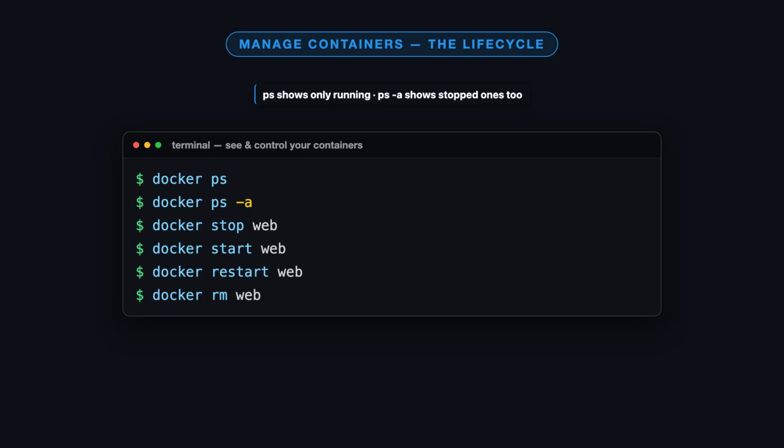Controlling them is simple, and this is where naming pays off. docker stop web gracefully stops the container named web. docker start web brings a stopped container back to life. docker restart web does both, stop, then start, handy after a config change. And when you're truly done with it, docker rm web deletes the container. One thing to remember, you generally have to stop a container before you can remove it, or Docker will refuse. So the lifecycle is, ps to see what's running, ps -a to see everything, stop and start to pause and resume, restart to bounce it, and rm to delete it for good.